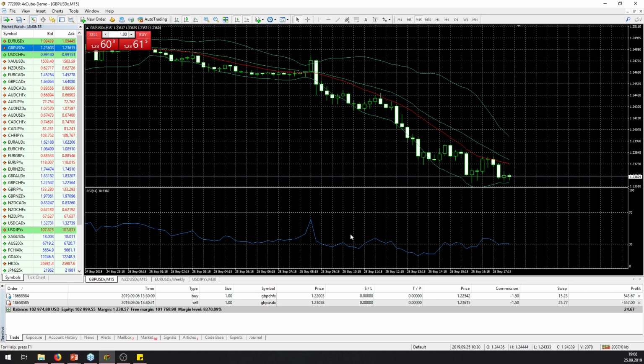So we have, if we hover over this, let's start with a bearish candlestick. Okay, this candlestick in a downward direction. So I'm going to hover my mouse over it.